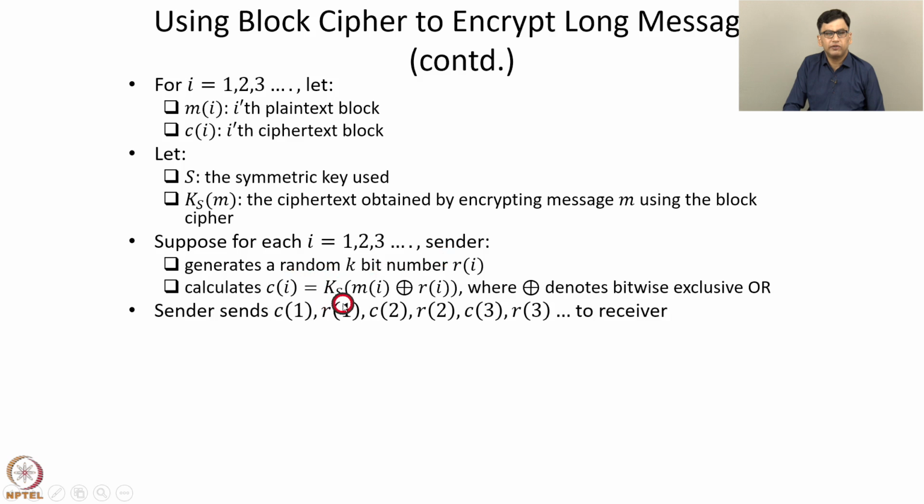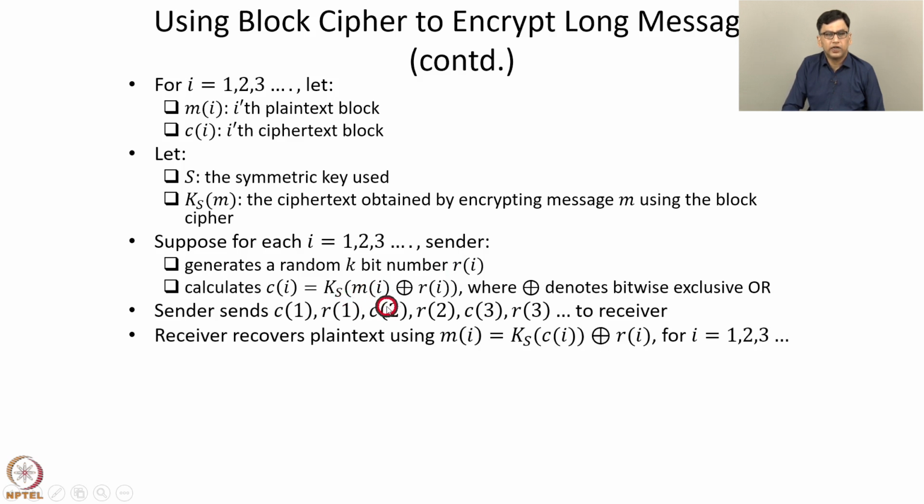The sender then sends C1, R1, C2, R2, C3, R3, and so on. So the sender sends the generated ciphertext along with the random number that was used to generate each block of ciphertext. To recover the plaintext, the receiver reverses this process. So the receiver takes the ciphertext block and decrypts it, so ks of Ci, and then XORs that with Ri to get mi. So from this equation, we see that first decrypting Ci and then XORing the result with Ri will recover the plaintext mi.